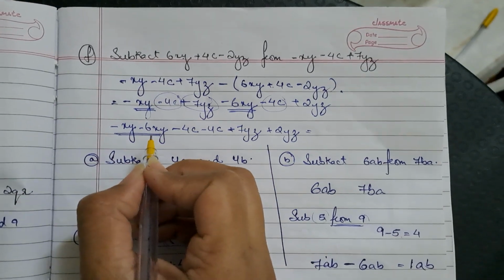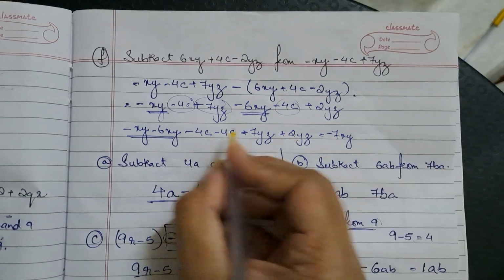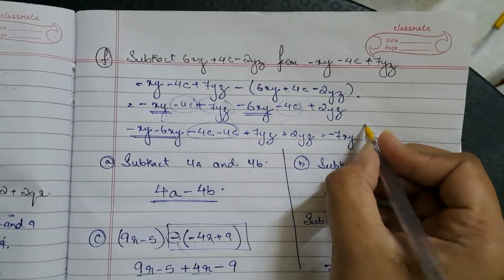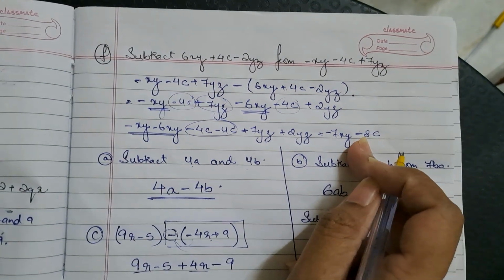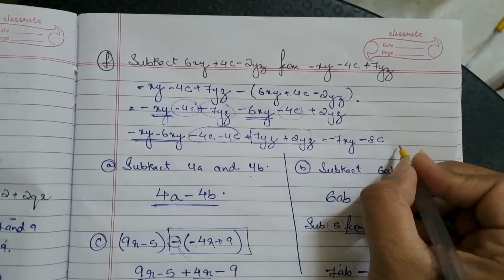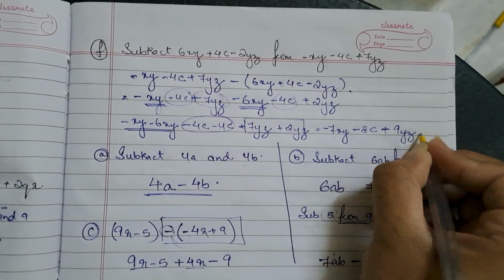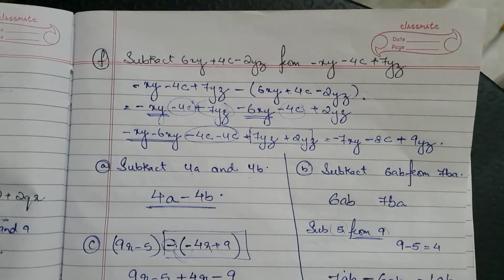These two will simplify. It becomes how much? Minus 7xy it becomes. These two will simplify, minus 8c. Why? Because same signs adding, bigger number sign. Then these two, it becomes plus 9yz. So that's how we do the questions of addition and subtraction in algebra.